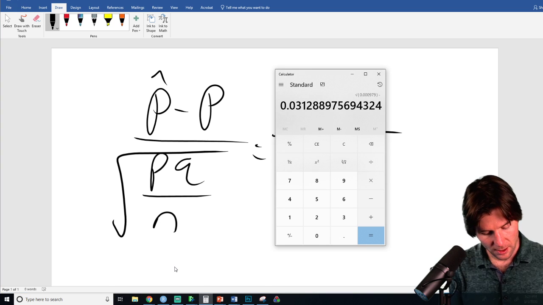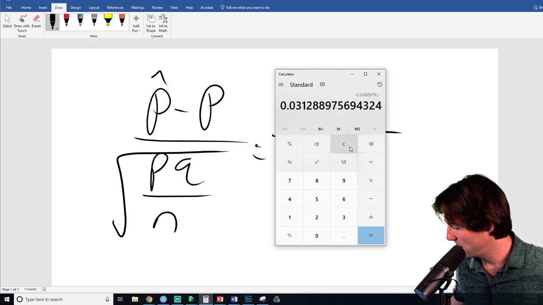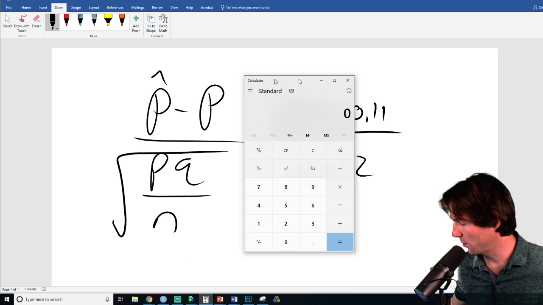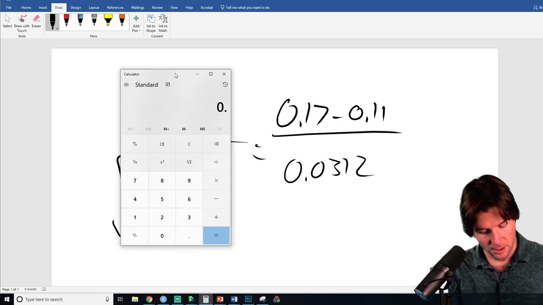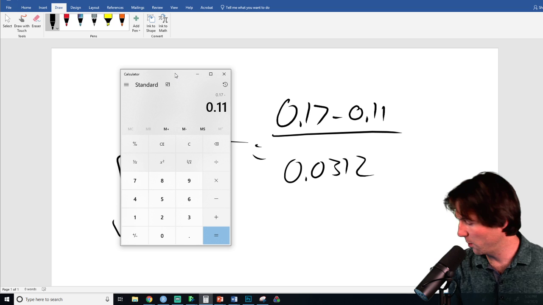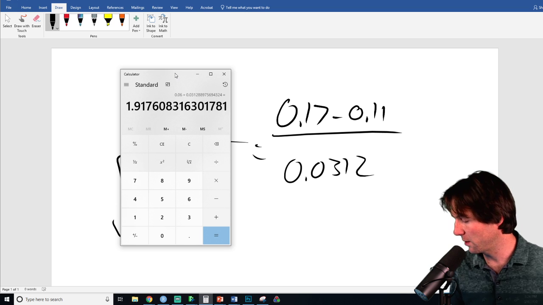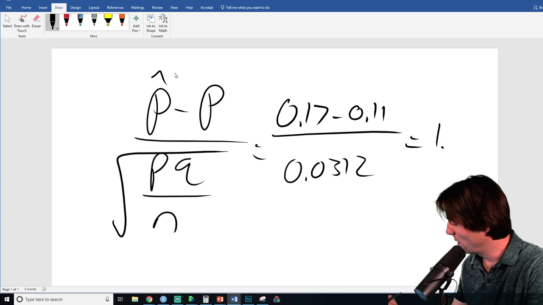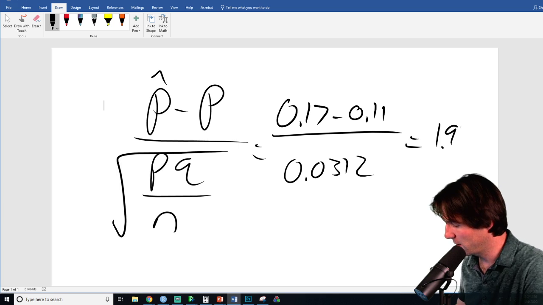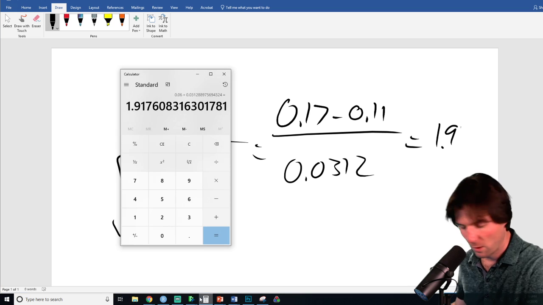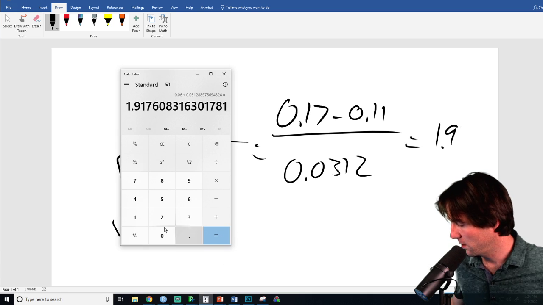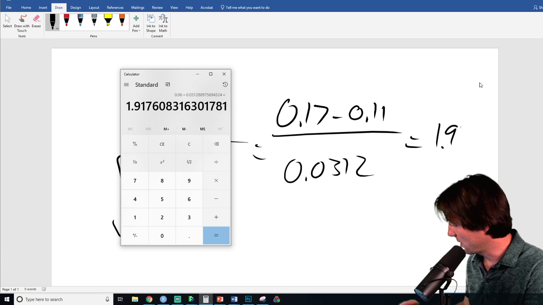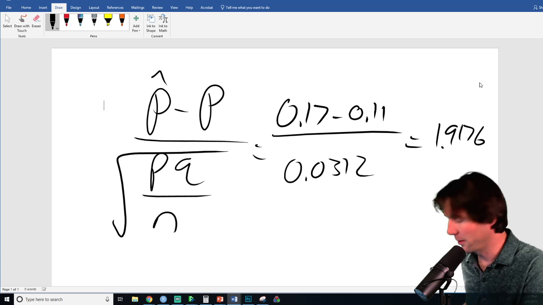So we take the number. I'll show the equation while we're doing it. There we go, a little bit easier. Take 0.17 minus 0.11, and then we divide that by the standard deviation. I said about 1.92, so let me get the exact decimal on that. 1.92, and it's 176. There we go, right there.